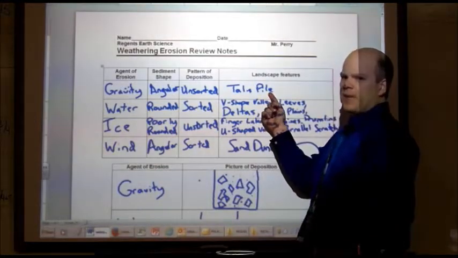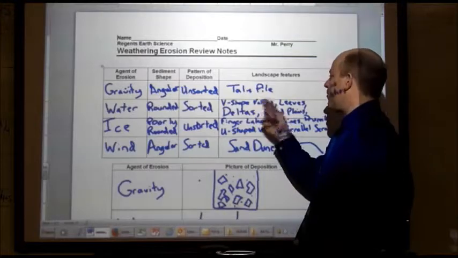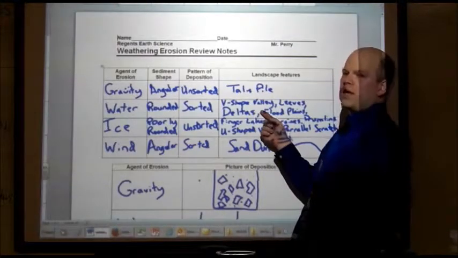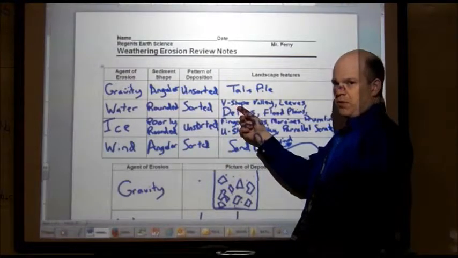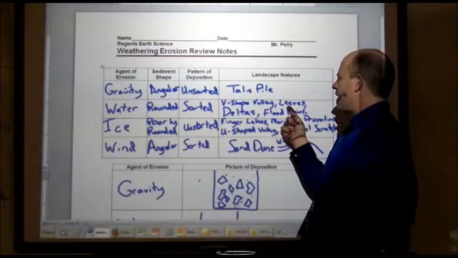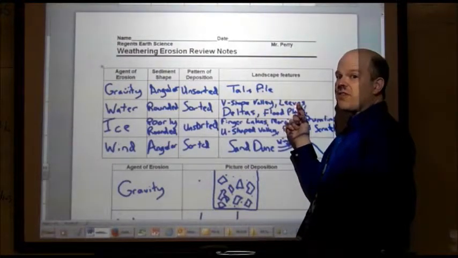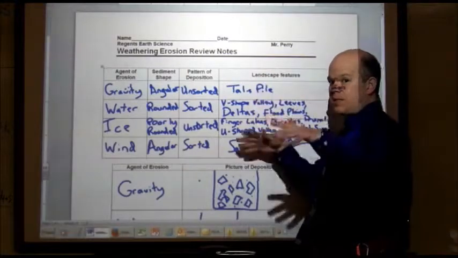Do you need to know what a talus pile is? No, but it is a pile of debris at the bottom of a cliff. Do you need to know what shape a river valley is? Yes, it's a V shape. Rivers, V in the word river, V for V-shaped valley. Do you need to know what levees are? Yes, levees are naturally forming higher regions next to rivers that flood and deposit sediments next to the river.